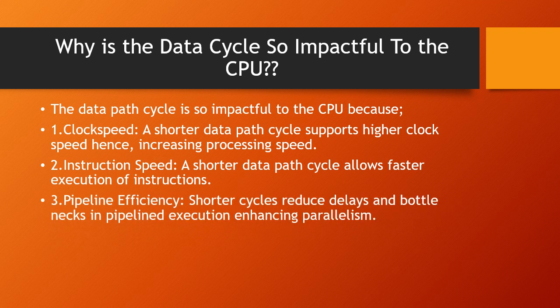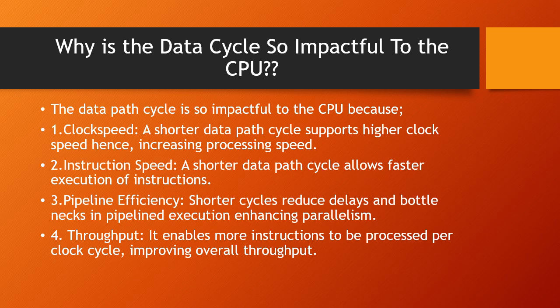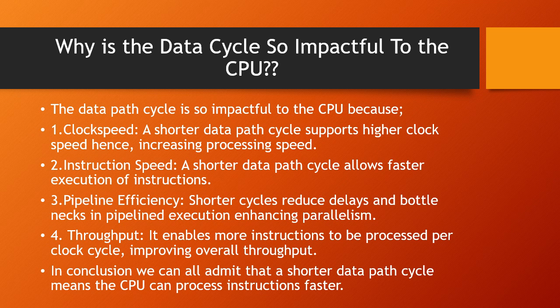The third, we have the pipeline efficiency. Another reason why the data cycle is so impactful to the CPU is its pipeline efficiency, and shorter cycles reduce delays and bottlenecks in pipeline execution, further enhancing parallelism. Number four, throughput. It enables more instructions to be processed per clock cycle, improving overall throughput. In conclusion, we can all admit that a shorter data path cycle means the CPU can process instructions faster.